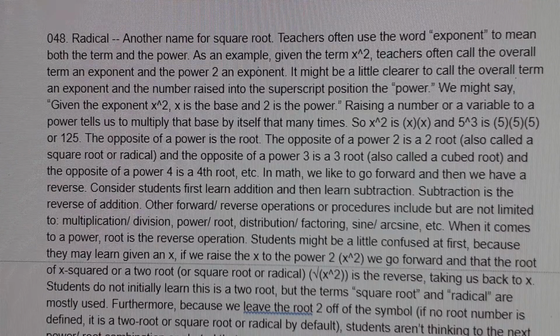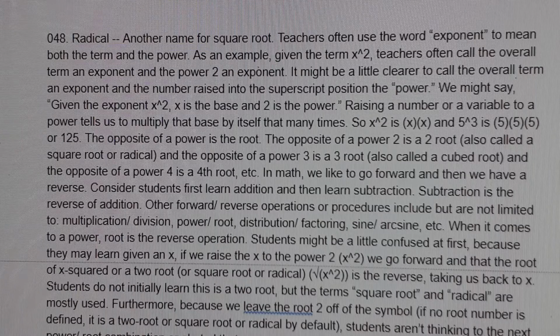Students aren't thinking to the next power root combination, or alerted that one even exists. That is, raising a value to the third power, x power 3, can be reversed with a root 3, or 3 root, or a cubed root, the cubed root of power 3, to get back to x.